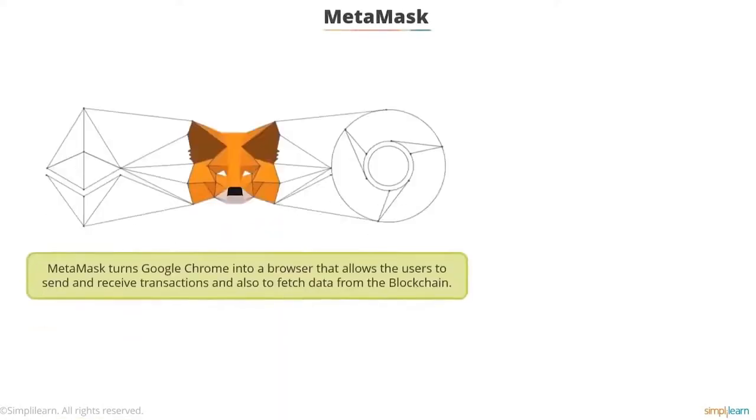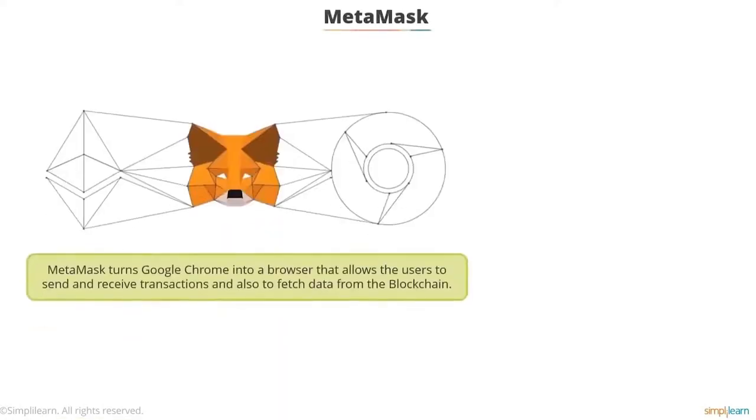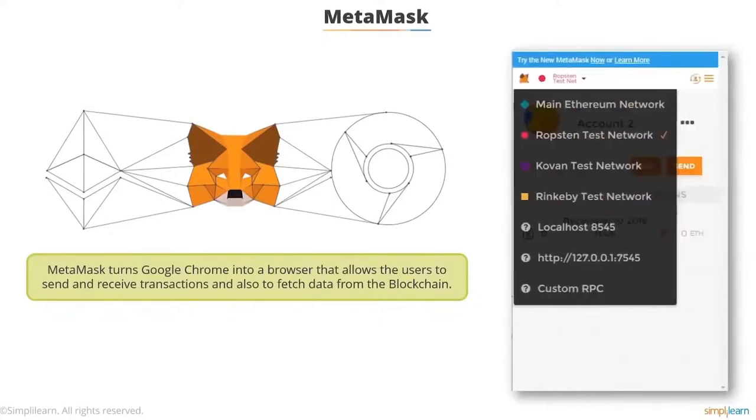MetaMask. MetaMask turns Google Chrome into a browser that allows the users to send and receive transactions and also fetch data from the blockchain. It is a browser-based wallet which can be added as a plugin to your Chrome browser. It permits you to run Ethereum dApps directly from your browser without the need for running a full Ethereum node.